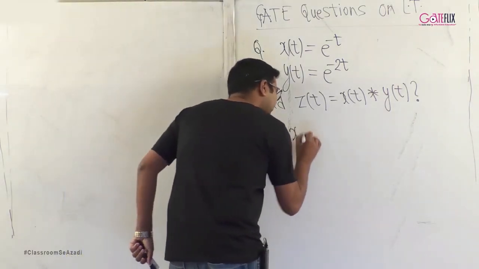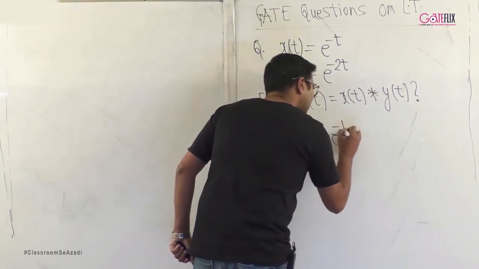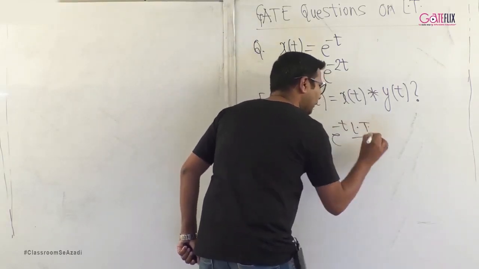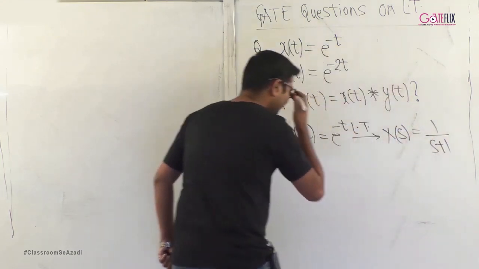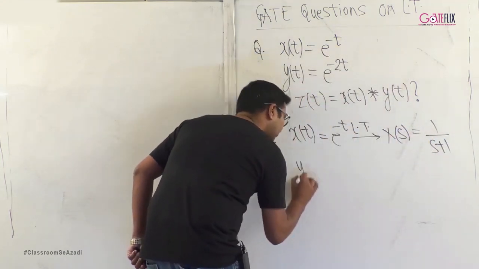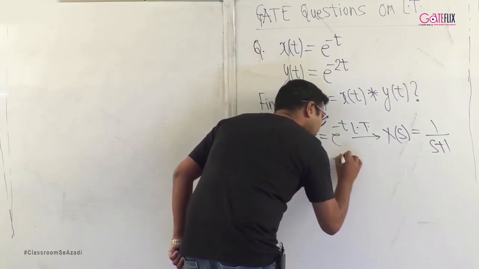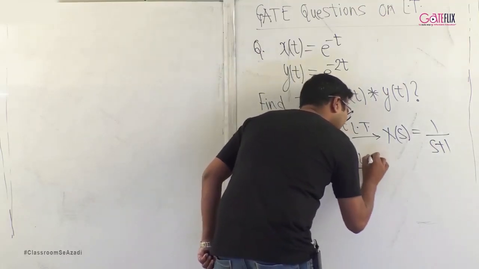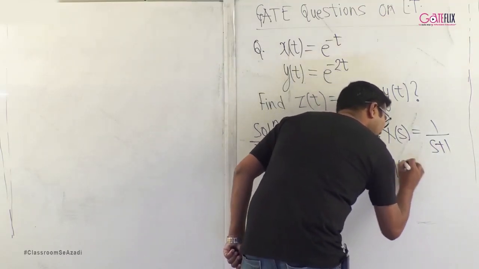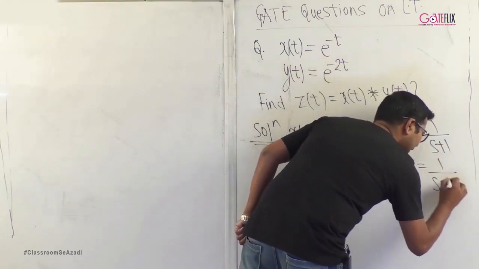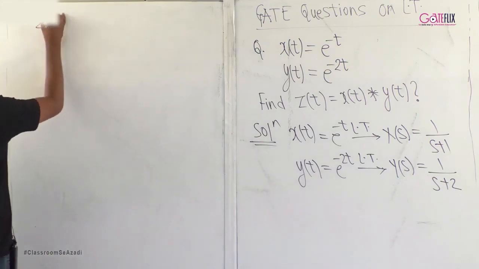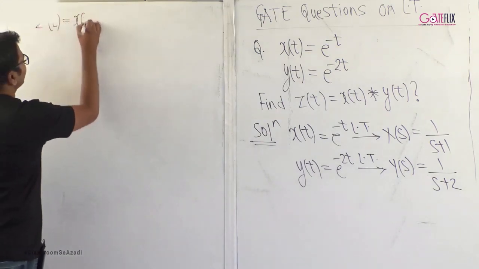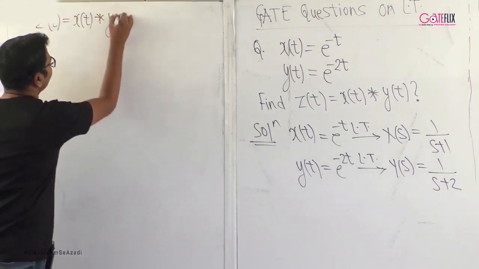So if x of t is e raised to minus t, then its Laplace transform capital X of s will be 1 upon s plus 1. Similarly, y of t is e raised to minus 2t. Therefore, its Laplace transform capital Y of s will be equal to 1 upon s plus 2. Now, we have to find z of t, which is x of t convolution with y of t.